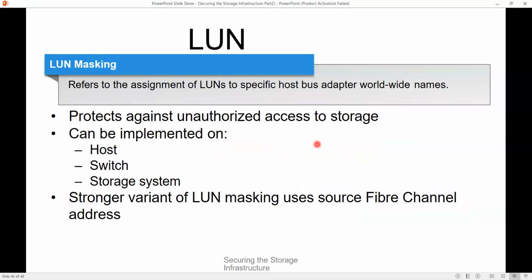Next is LUN. It means how we want to secure things whenever some hosts are referring to the server array, storage arrays. So the logical unit number provides protection against any unauthorized access to the storage. Plus LUN masking means this provides a unique address which can be used by the host to access their particular logical unit number.